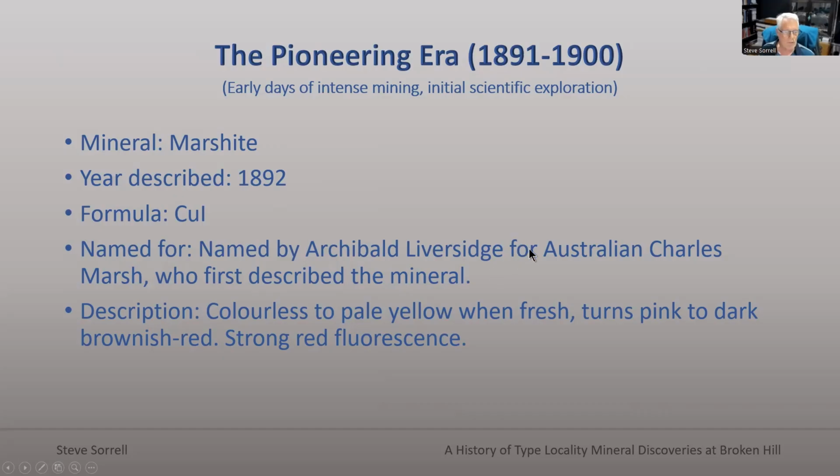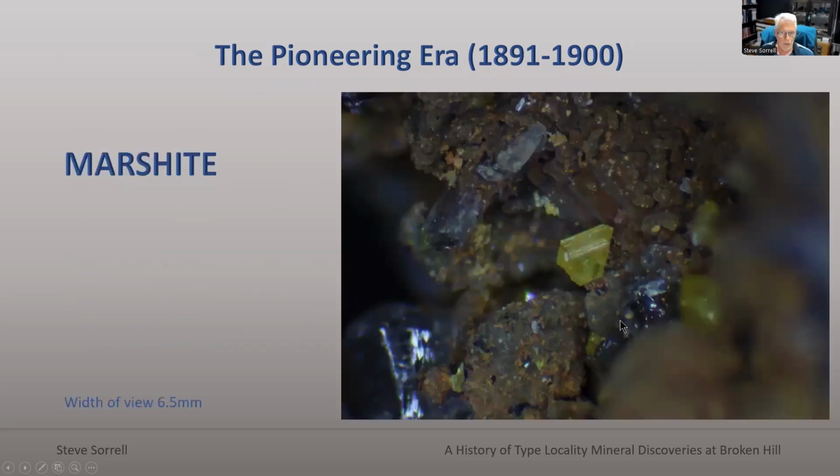30 odd years ago. No, more than, yeah, about that. Anyway, marshite is colourless or very pale yellow when it's fresh, but it darkens over time to a brownish red or reddish brown, probably brownish red. And it has a very strong red fluorescence, which is very unusual for a copper mineral. Copper normally quenches fluorescence and stops it from happening. And this is one that obviously hasn't changed very much. It's quite a nice yellow colour.